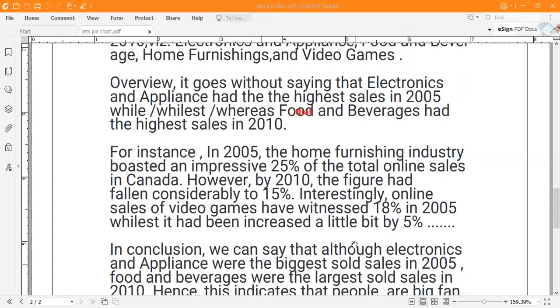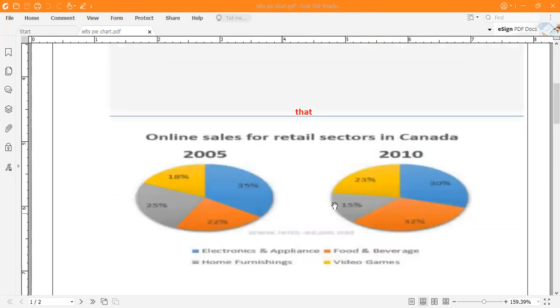يلا خذ أي حاجة ثانية. You can say interestingly, for example, online sales of video games have witnessed شهدت 18% in 2005, whilst it has increased a little bit by 5, for example, in 2010. إذن الفيديو جيمز كانت تقريبا 18%، وفي 2010 ارتفعت إلى 23، يعني بمعدل 5%.